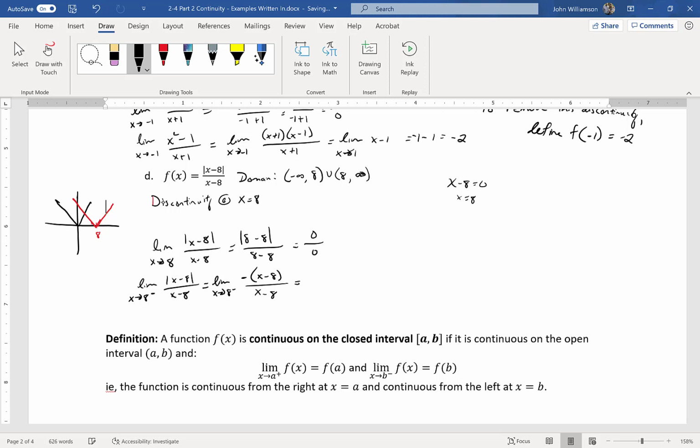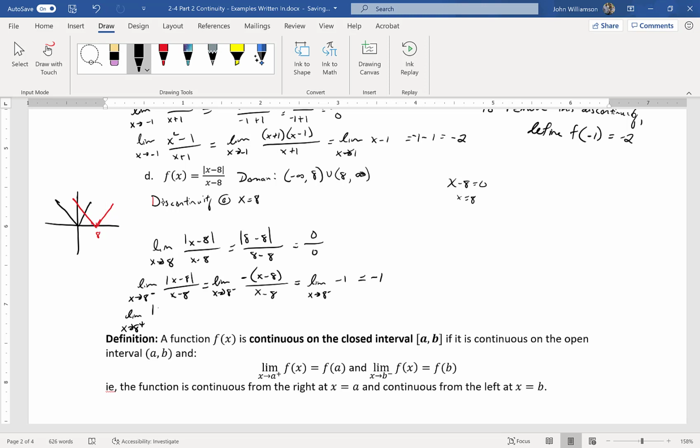Well, now guess what? The x minus 8's cancel. We're left with limit as x is approaching 8 from the left of negative 1. And what is the limit as x is approaching 8 from the left of negative 1? That's right, it's a constant function, so it is that constant. It's negative 1. Now, if this is a removable discontinuity, then the limit as x approaches 8 from the right will also equal negative 1. So let's find out.